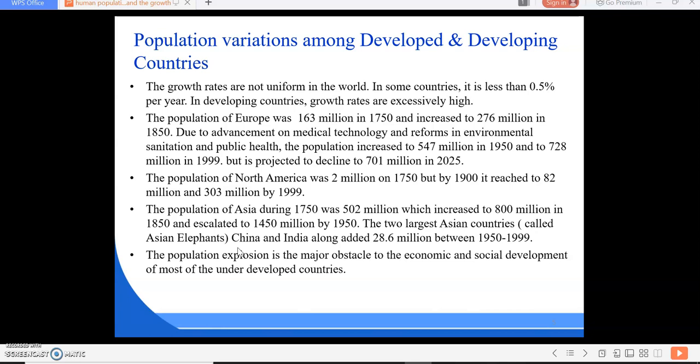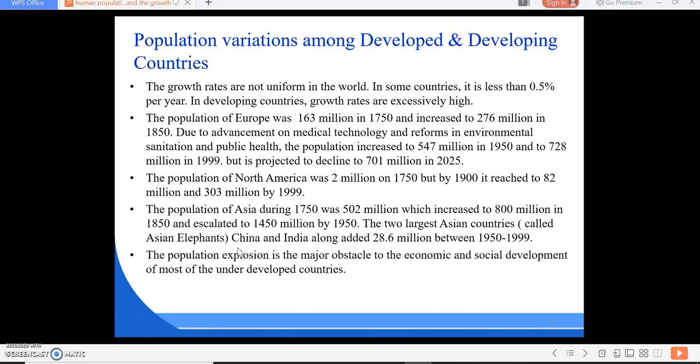further increasing to 512 million in 1999. The population of Asia was 502 million in 1750 AD, increased to 809 million in 1850, and further increased to 1402 million in 1950. The population of Asia increased its share of world population between 1950 and 1999 from 56% to 61%. The two largest Asian countries, India and China, alone added 28.6 million to the world population. The population of Africa was 106 million in 1750.